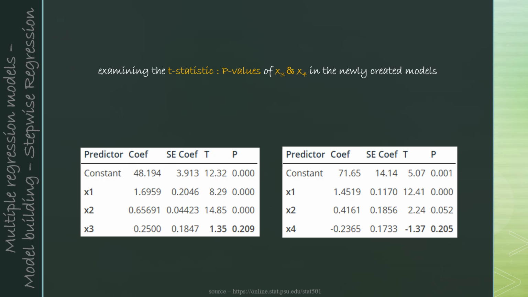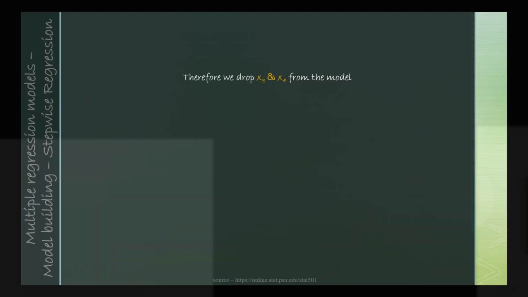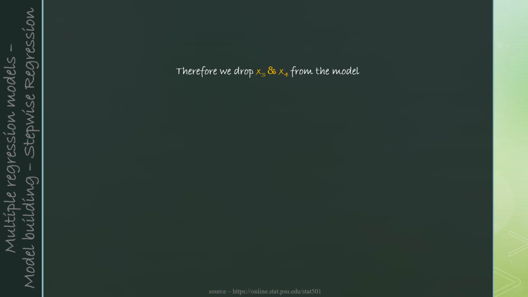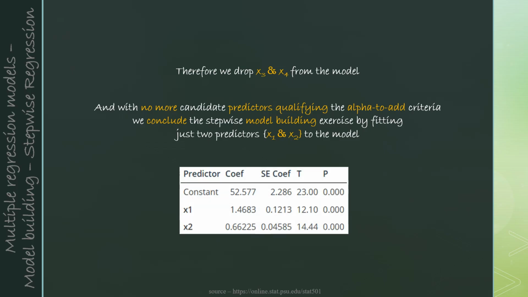Examining the t-statistic p-values of x3 and x4 in the newly created models, we find that neither of the t-statistic p-values qualify the alpha to add criteria, as both are greater than 0.15. Therefore, we drop x3 and x4 from the model, and with no more candidate predictors qualifying the alpha to add criteria, we conclude the stepwise model building exercise by just fitting two predictors x1 and x2 to the model.